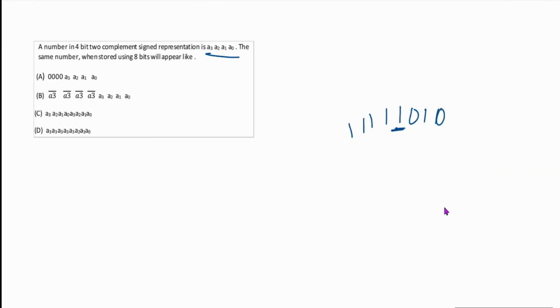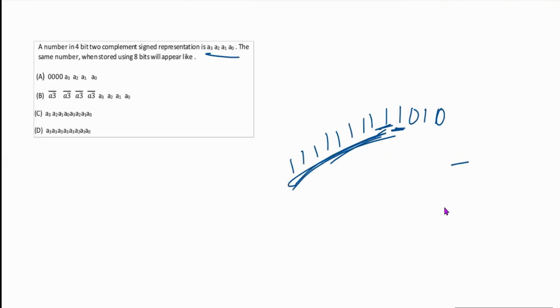You can extend this number as many times as you want. And if I have 0, I can extend that 0 as many times as I want, because this leading bit is representing whether the number is positive or negative.